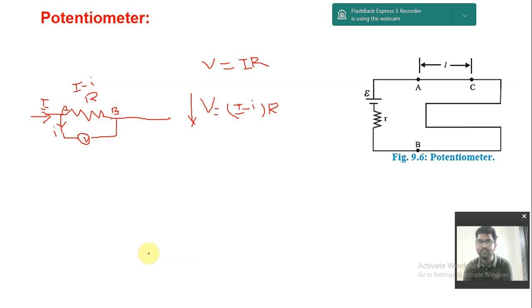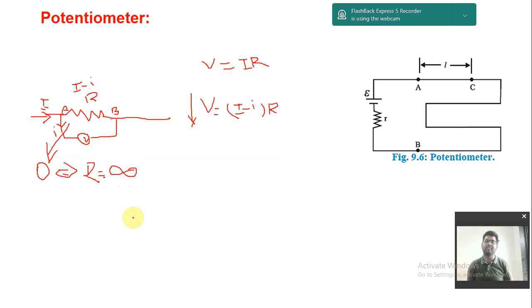So what should be the ideal case? The ideal case should be that there is no current through this voltmeter. Now how is it possible that there is no current? Ideally it is not possible to have i equals 0, and i equals 0 means the resistance of the voltmeter should be infinity. Only when the resistance is infinite will it not allow any current to pass through it.